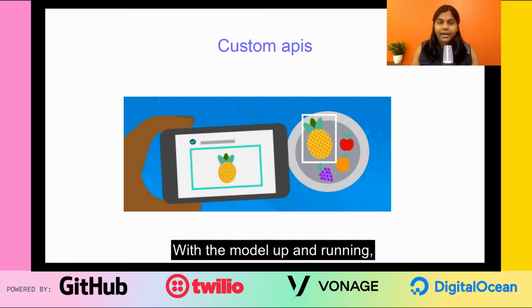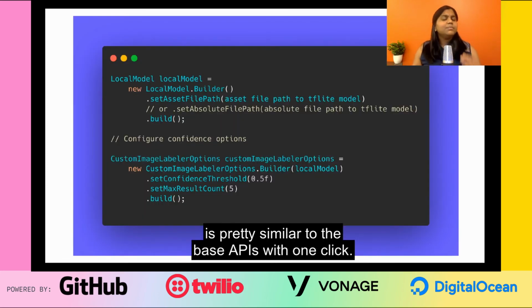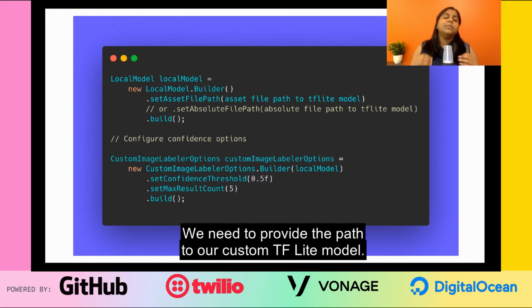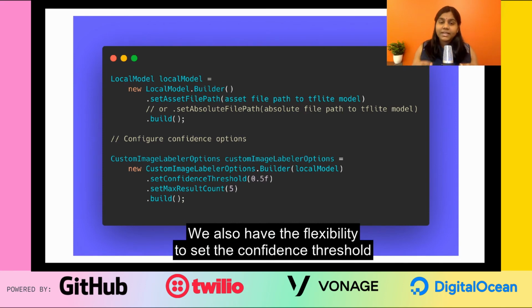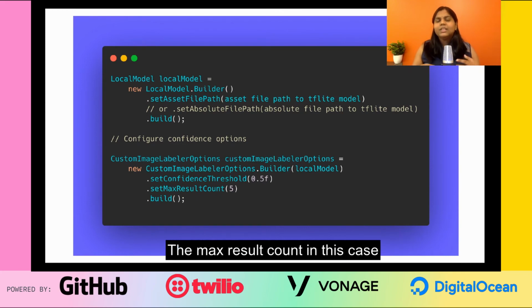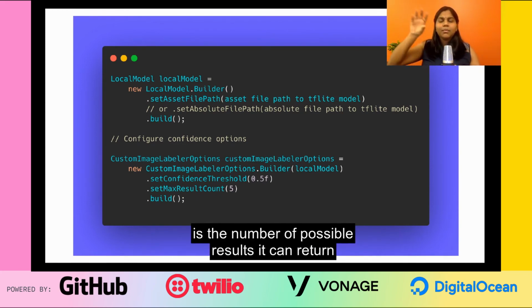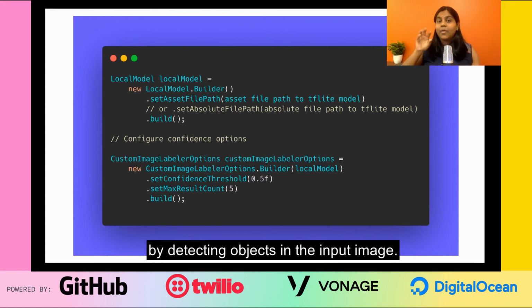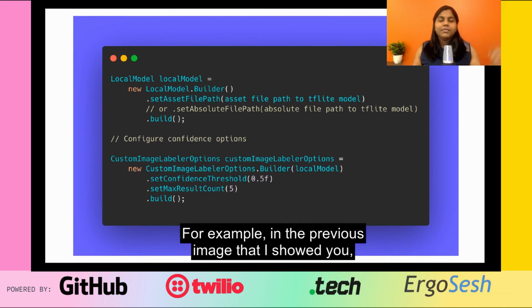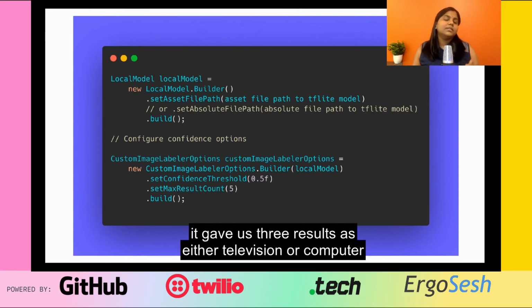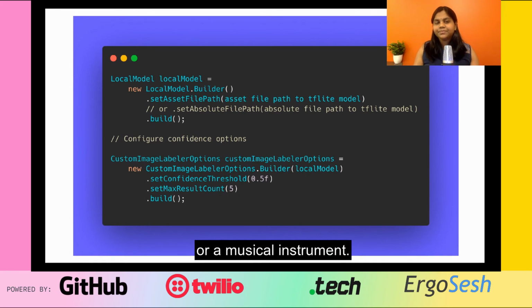With the model up and running, the way to use the custom APIs is pretty similar to the base APIs with one tweak. We need to provide the path to our custom TF-Lite model. We also have the flexibility to set the confidence threshold and the max result count. The max result count in this case is the number of possible results it can return while detecting objects in the input image. For example, in the previous image that I showed you, it gave us 3 results as either television or computer or a musical instrument.